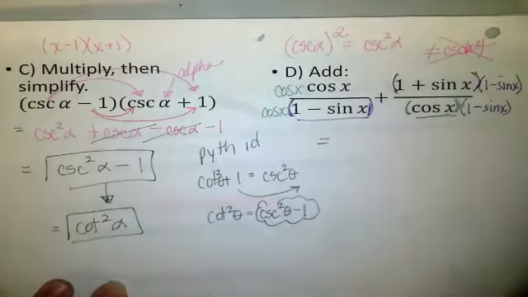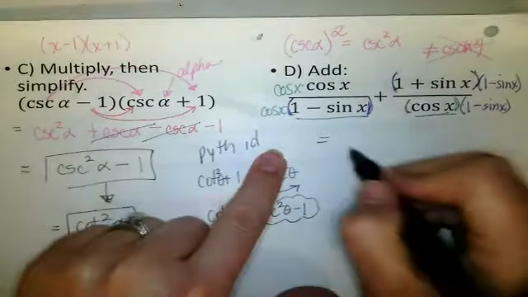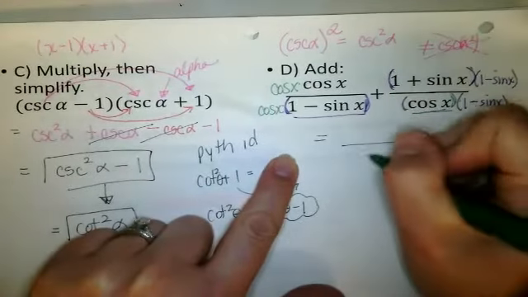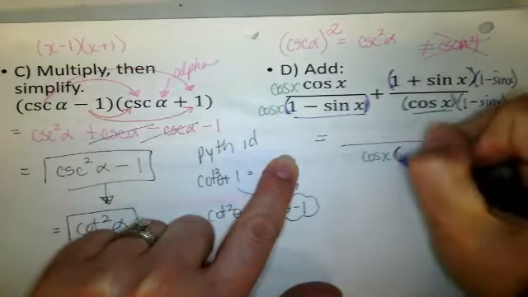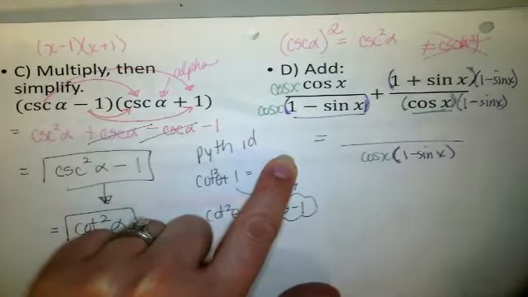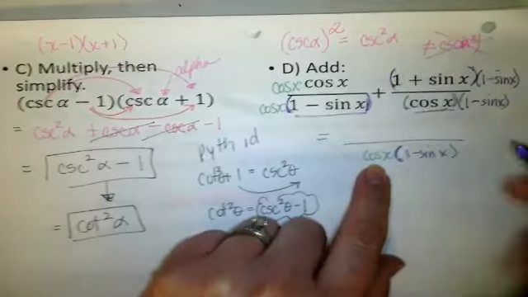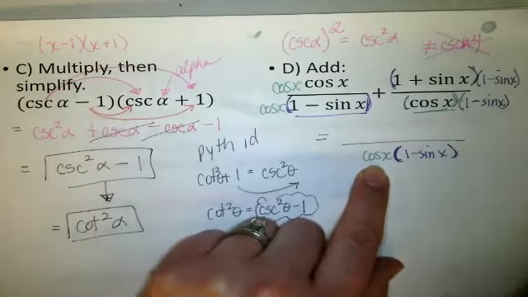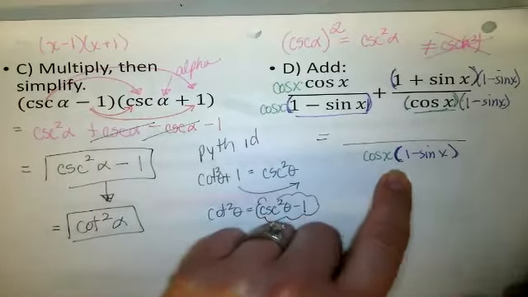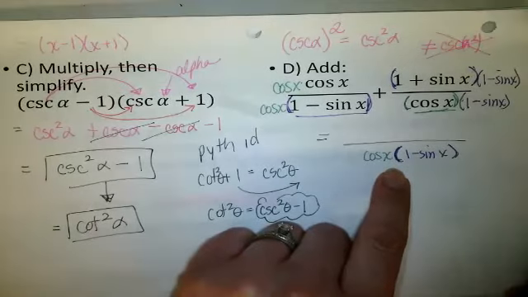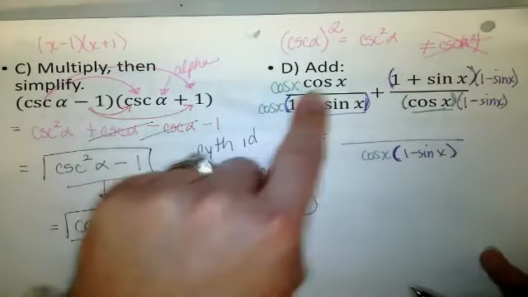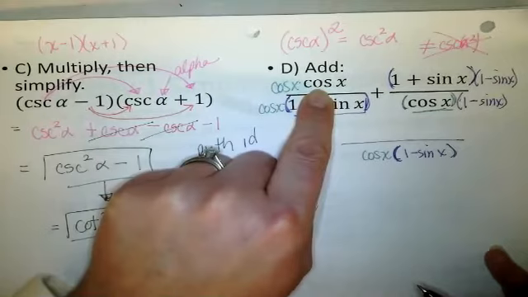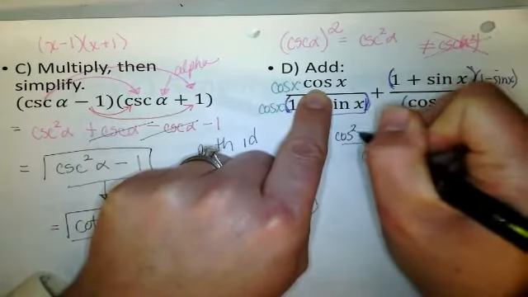A little trickier. All right, so now I have a lovely common denominator that is cosine of x times 1 minus sine of x. And in general, we want to leave these things factored. I don't want to multiply it in. That looks more complicated. But also, we want to leave it factored like it is so that we can cancel if we need to. Factor and reduce. Now, let's look at the numerator. Cosine of x times cosine of x is what? Cosine squared of x.